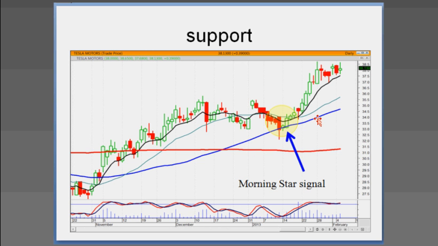Morning star signal, smack dab on a support level. The more pieces of evidence that we can put into our analysis of where the buyers are stepping in, please identify exact areas. You're looking at them. And that's why you've got this yellow area.